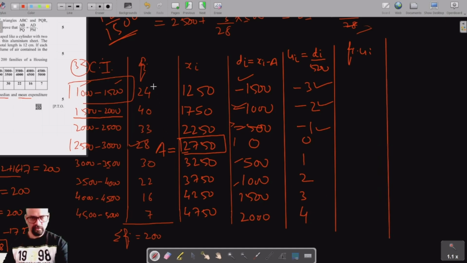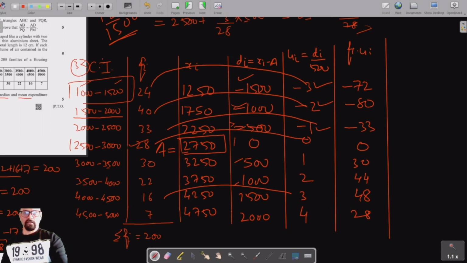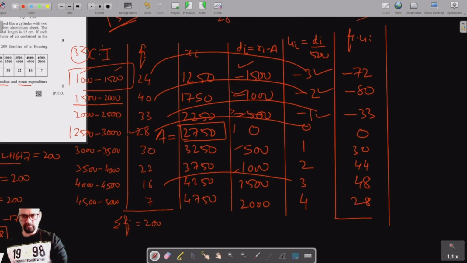So we have to multiply Fi into Ui. So 22, 24 minus 3 is minus 72, 40 minus 2 is minus 80, 33 into minus 1 is minus 33, 28 into 0 is 0, 30 into 1 is 30, 22 into 2 is 44, 16 into 3 is 48, and 7 into 4 is 28. Okay, let's find out the sum, that is the sigma Fi into Ui.